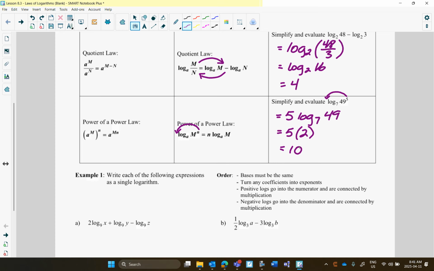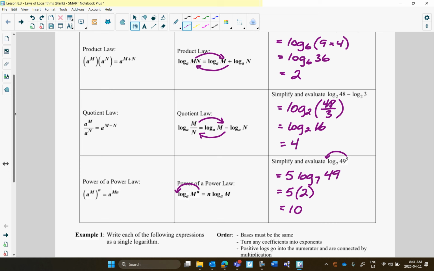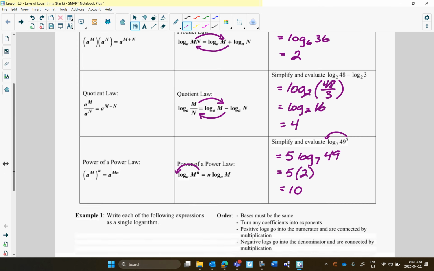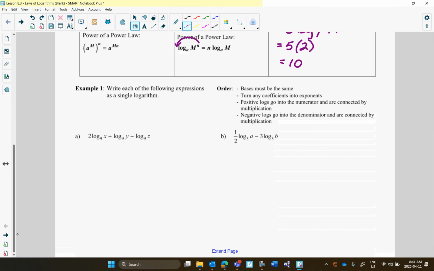So what we can do with these things is we can do questions where you're given a single log and you're asked to expand it out. Or you're given an expanded log and you're asked to compress it into a single log. And you use the log laws to do that. So here, in these examples, we're given the expanded form. And we need to compress this into a single log.